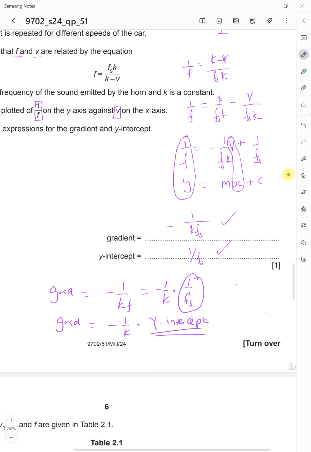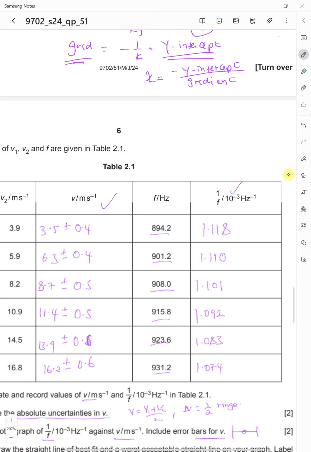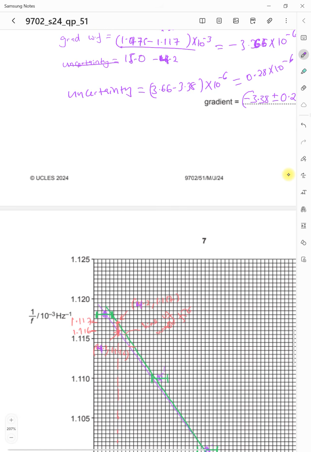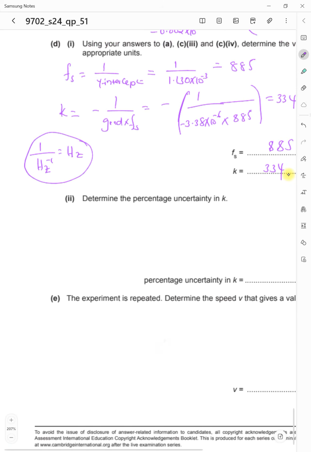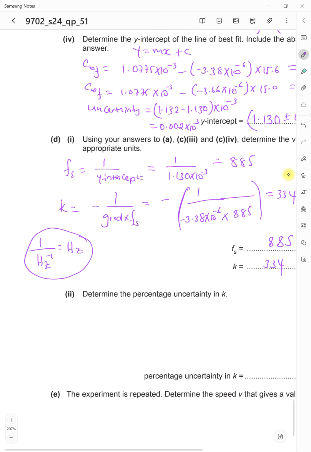Since I have the uncertainty for the y-intercept and the uncertainty for the gradient, then I'm going to use that formula, because k is going to be equal to negative of the y-intercept divided by the gradient. It becomes easier to do it that way. Or I would find k for the best fit, k for the worst fit, and then I subtract. But I will use this one here. So k is equal to the negative of the y-intercept divided by the gradient.